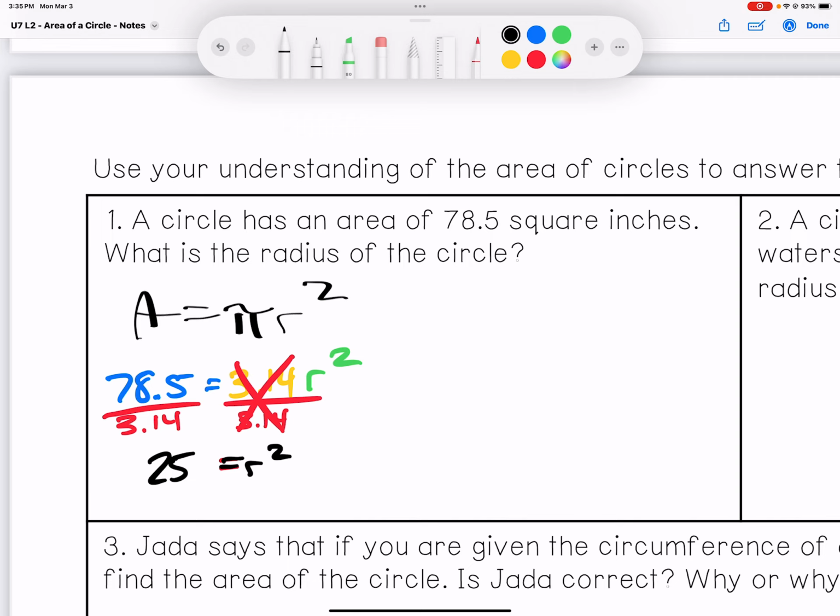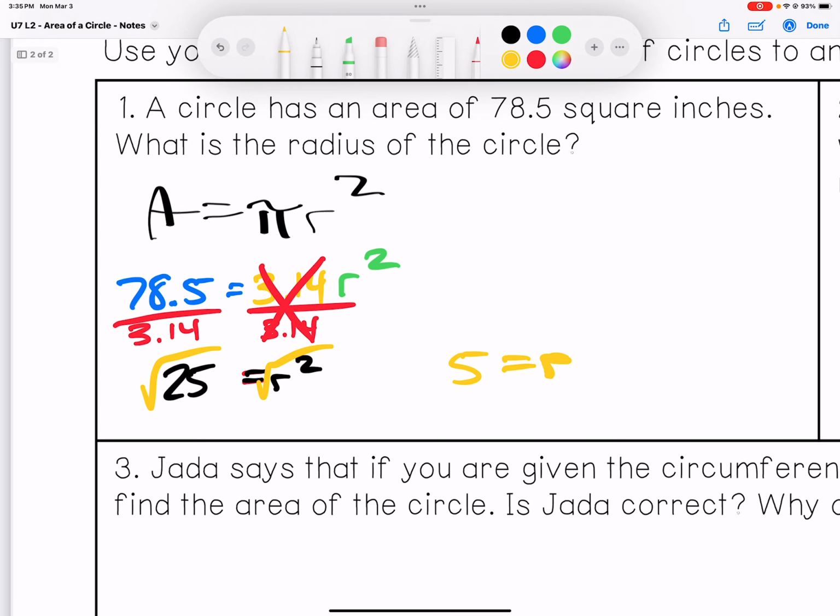Now, how do I get rid of the squared from the r? Well, squared means what? The square root. All right, watch this. So what is the square root of 25? And I'll show you how to do that in your calculator in just a second. The square root of 25 is 5. So 5 equals r. That's an r, not a 5. All right. So 5 squared is 25. So what's the opposite of that? What is the square root of 25? What number times itself makes 25?